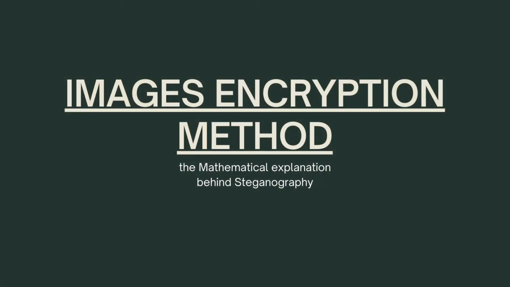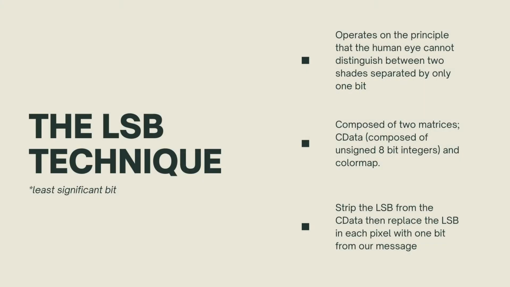So how does this work? How is it possible? Well, this can be done through different image encryption methods, which are the mathematical explanation behind steganography. First is the least significant bit technique, or the LSB technique, which operates on the principle that the human eye cannot distinguish between two shades separated by only one bit. It is composed of two matrices, which are the C data, composed of unsigned 8-bit integers, and a color map. We have to strip the LSB from the C data, then replace the LSB in each pixel with 1 bit from our message.